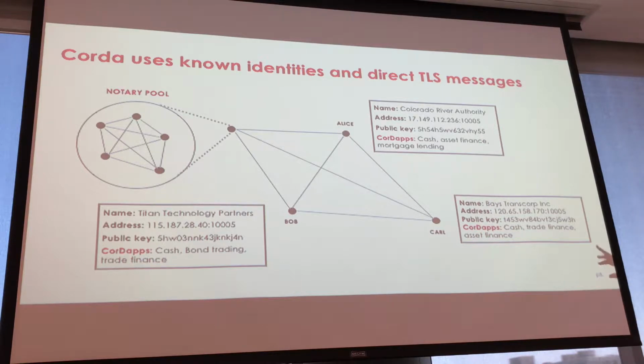And finally over here we have this concept of a notary pool as well, which we'll talk about in a sec, which is a pluggable way of preventing double spends on the network. Does that make sense?